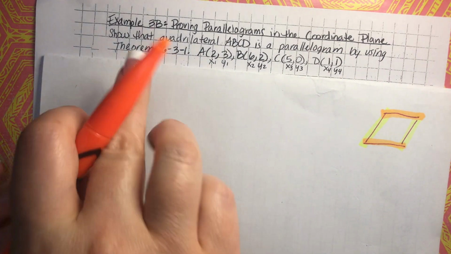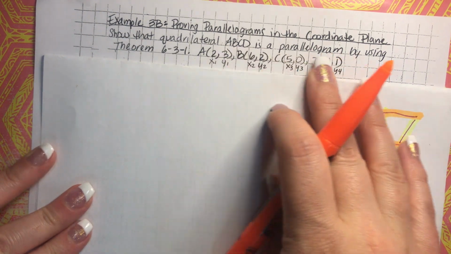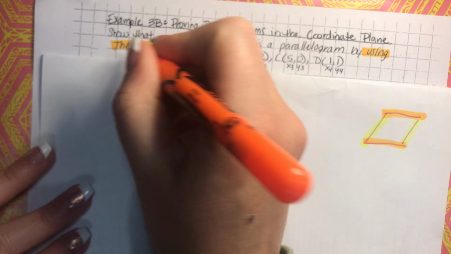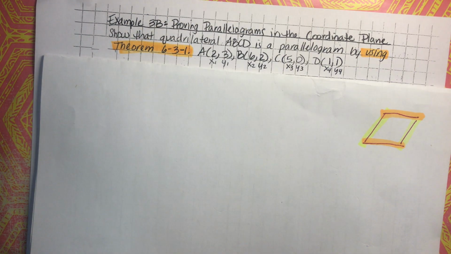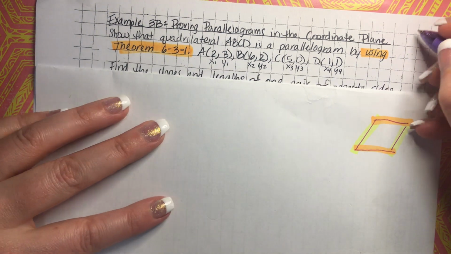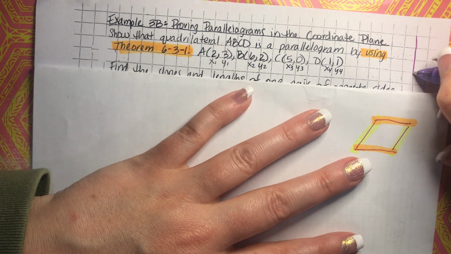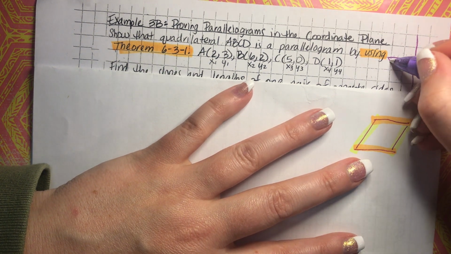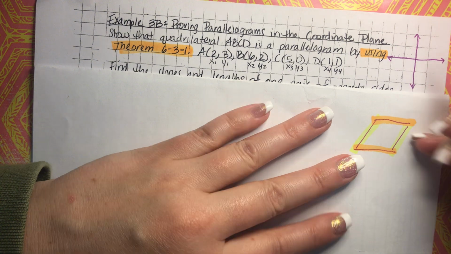So it's very important, show that the quadrilateral ABCD is a parallelogram by using theorem 6.3.1. Okay, so what I'm going to do is just briefly plot this so I just have an idea where these points are. It doesn't need to be real big or anything. I just kind of want to wrap my brain around what this thing looks like.